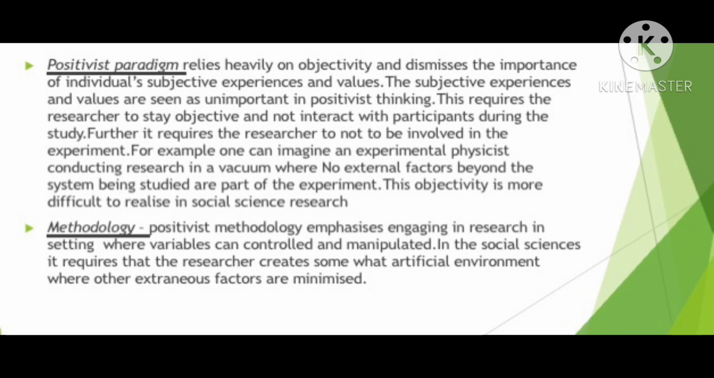For example, one can imagine an experimental physicist conducting research in a vacuum where no external factors beyond the system being studied are part of the experiment. There, the physicist is conducting the experiment in a vacuum. In that condition only he is conducting the experiment. This objectivity is more difficult to realize in social science research. In social science research, this type of control is very difficult to obtain.